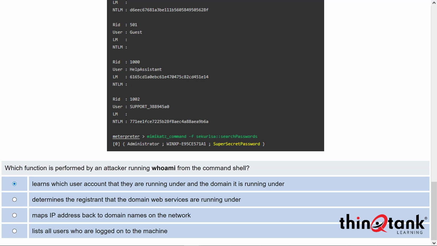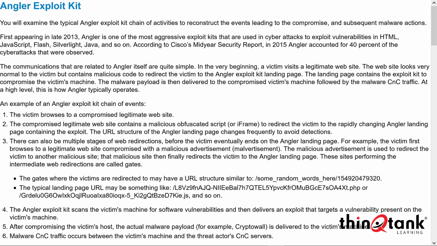That would be a whois lookup online. It doesn't map IP addresses back to domain names on the network. That would be an NSLookup, or a reverse NSLookup, if you will, mapping IP addresses back to a domain name, depending on what you're putting in first, of course. Lists all the users who are logged into a particular machine. That was the QUser function that we saw previously. All right, we got one more section here, and then we'll wrap up our lesson.